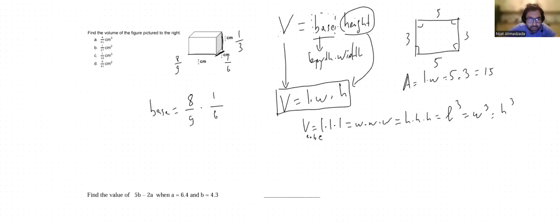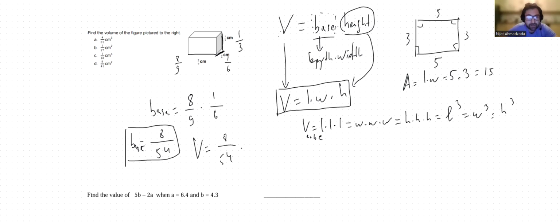So let's first find the base. Base should be 8 times 1 over 9 times 6, which is 54. So this is base, okay? Now we have to find the volume. Volume was base times height, so 8 over 54 times height, 1 over 3, right? I made a mistake here, I believe, right? I'm sure I made some kind of mistake here. What kind of mistake did I make? Oh, I didn't make any mistake.